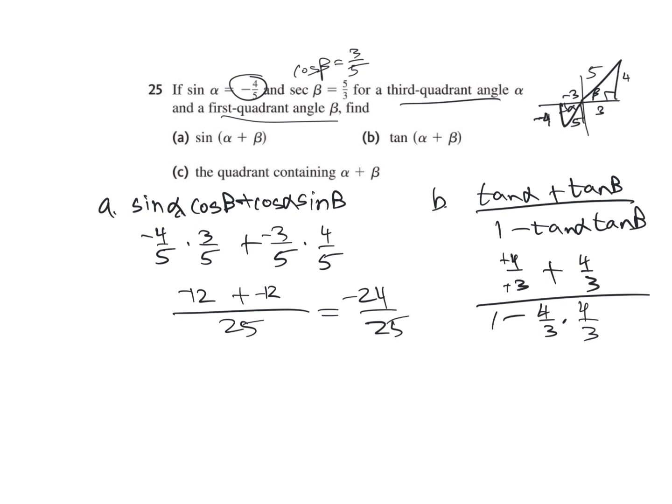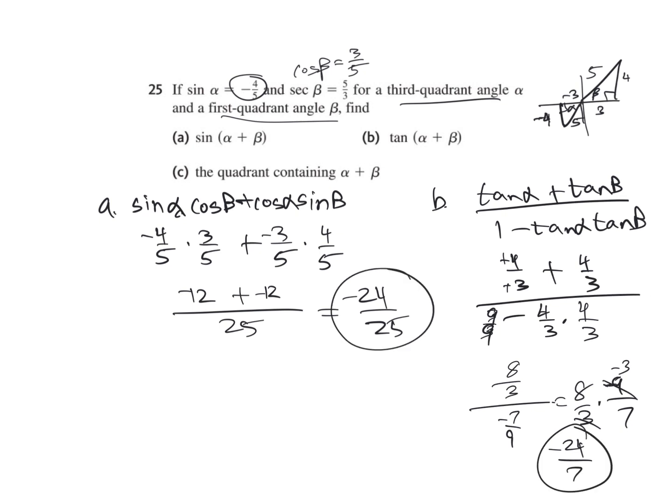So what do we have here? On the top you have 8 over 3. On the bottom, 1 is 3 over 3. So that's 16 over 9. I guess we need to do 9 over 9. So 16 over 9. So 9 minus 16 is -7 over 9. So 8 over 3 times -9 over 7. So that's -3, -24 over 7.